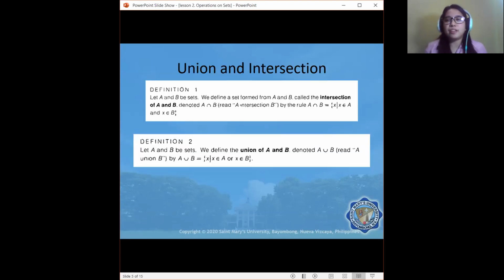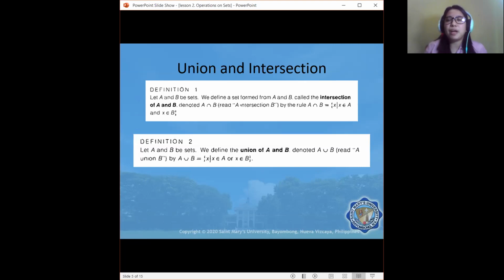In understanding this, we are going to first define the terminologies like union and intersection. That's for our first operation. For definition number 1, we have the definition of intersection, and for definition number 2, we have the definition of union.